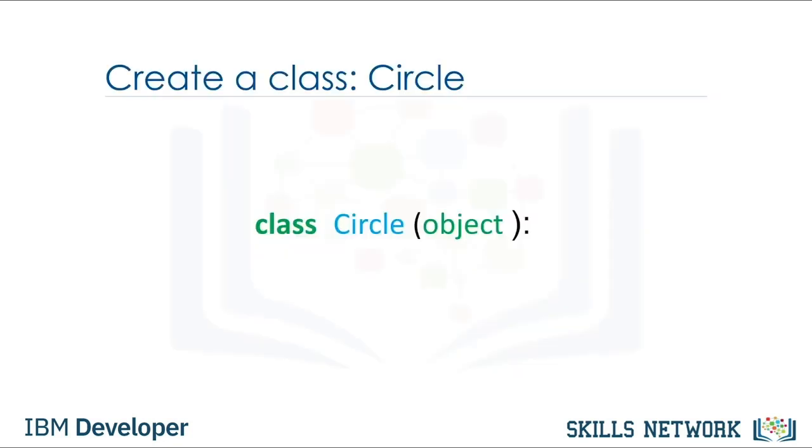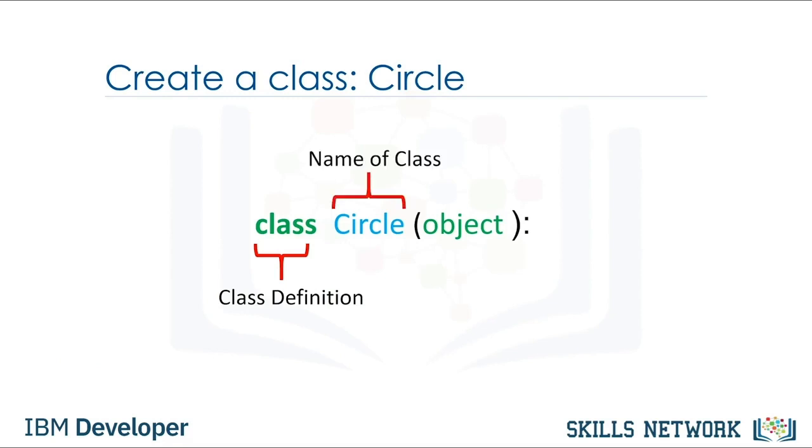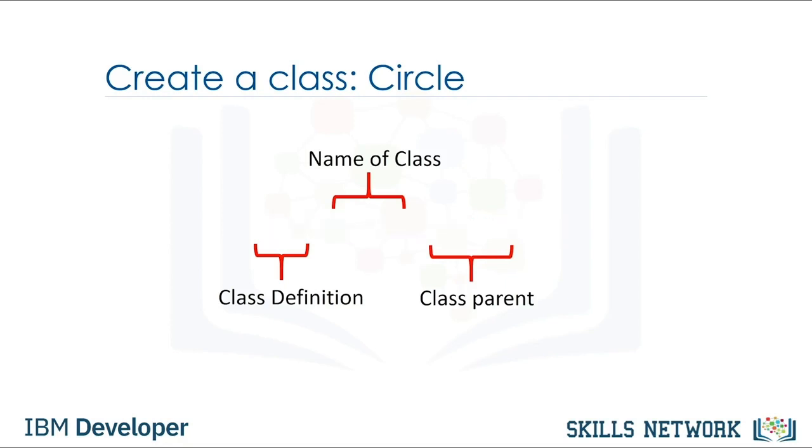To create the class circle, you will need to include the class definition. This tells Python you are creating your own class, the name of the class. For this course, in parentheses, you will always place the term object. This is the parent of the class. For the class rectangle, we change the name of the class, but the rest is kept the same.